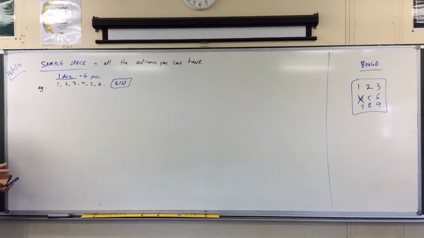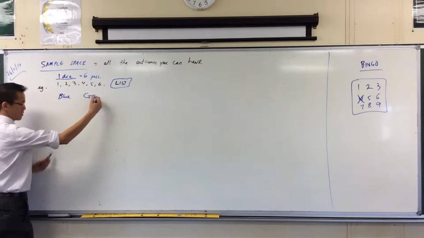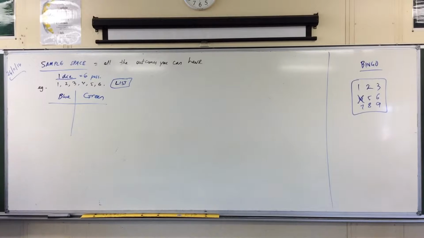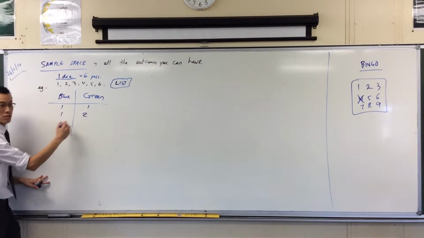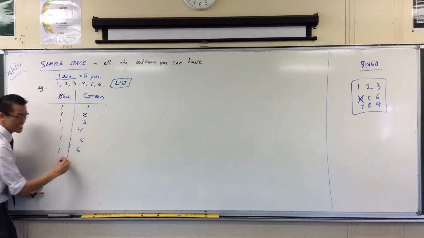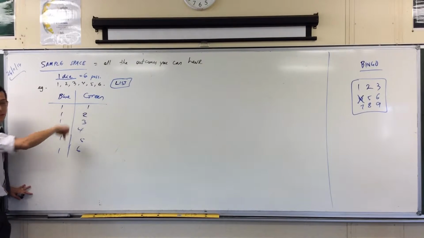Watch, I'll show you. Here's the blue one, and there's the green one. Let me start listing them. Suppose the blue one is a 1. You can get a 1 over here, get a 1 and then a 2, 1 and then a 3, 1 and then a 4, 1 and then a 5, 1 and then a 6. We've already got 6 possibilities, right? That's all of the different things a green can be.